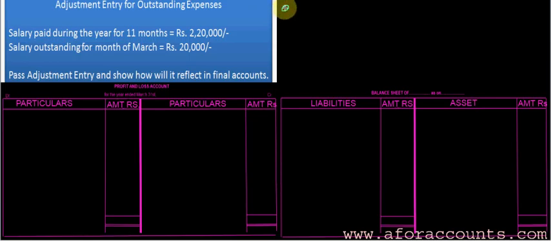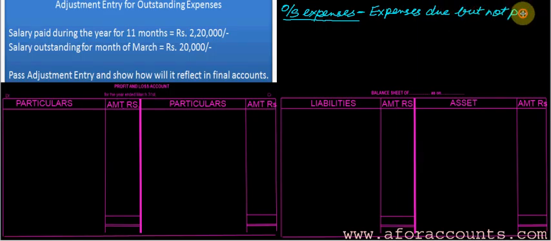In short form, I'll be writing outstanding expenses as OS. This is not an abbreviation used in accounts, but due to space constraints I am writing it like this. You write it in full. What is outstanding expenses? Expenses due but not paid yet. Remember this. Expenses due but not paid yet.